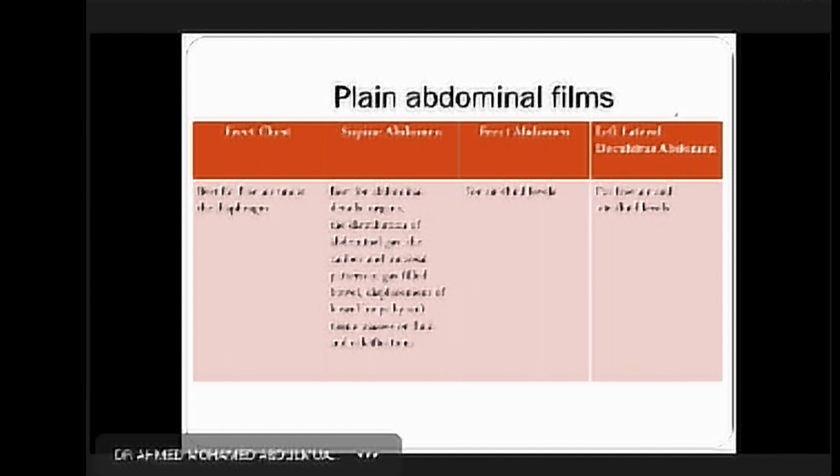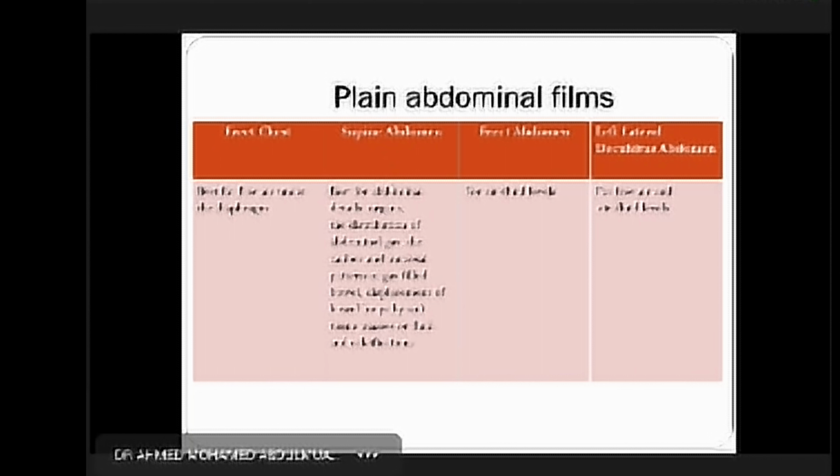Why left lateral decubitus? Left lateral decubitus actually is the best film to show the air under the diaphragm after the erect. So the erect abdominal radiograph is the first choice. If my patient cannot stand, I'll do left lateral decubitus. It will be more sensitive and specific than the supine abdominal graph.